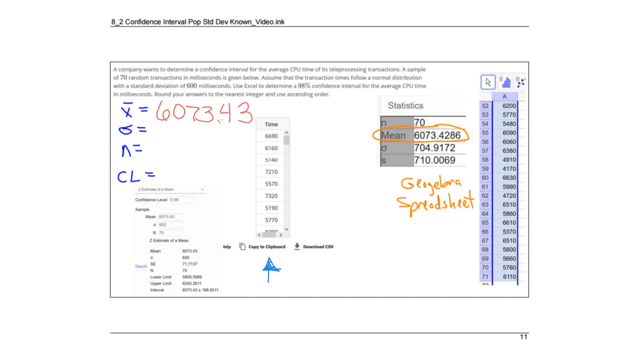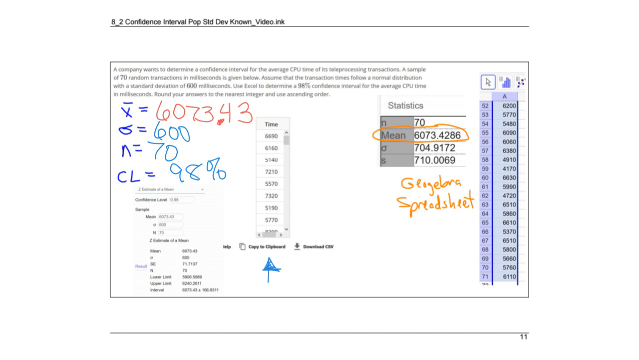And I went 2 decimal places. You probably can go just 1, but I went 2. And then the problem gave me the rest. The problem told me that it's a sample of 70 random transactions, so that's the sample size. The standard deviation is 600 milliseconds, and we want a 98% confidence interval.